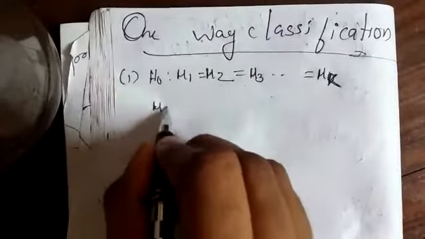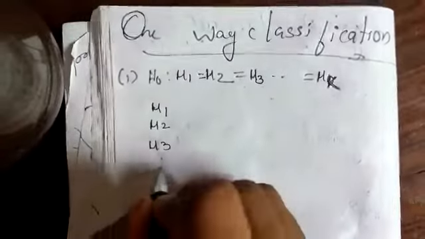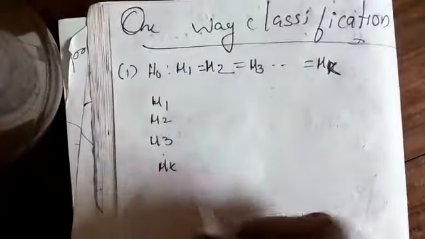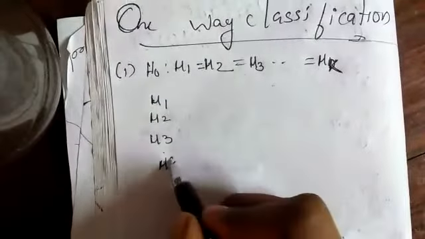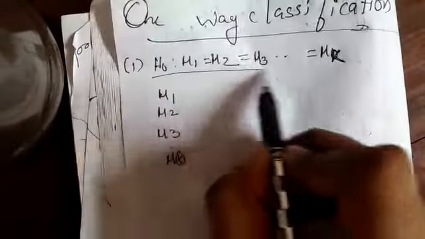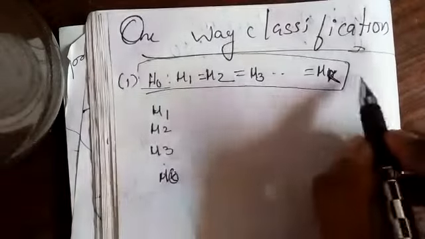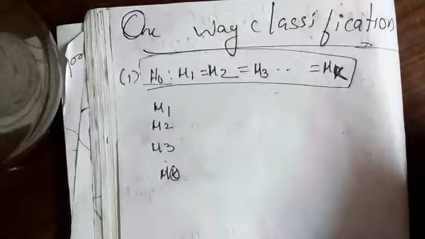First sample mean is mu1, second sample mean is mu2, third sample mean is mu3, etc., mu k be the kth sample. So, I fix some k. K can be 10 or 11 or 5 or 6. So 5 means mu1 equal to mu2 equal to mu3 equal to mu4 equal to mu5. So, our null hypothesis is mu1 equal to mu2 equal to mu3 equal to etc. mu k. Okay, this is the first step in the one-way classification.